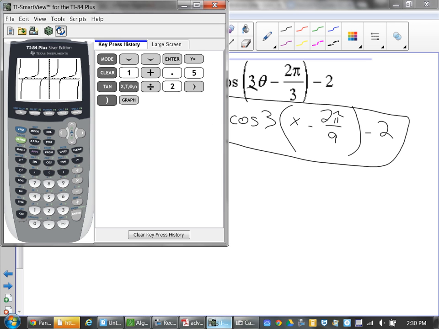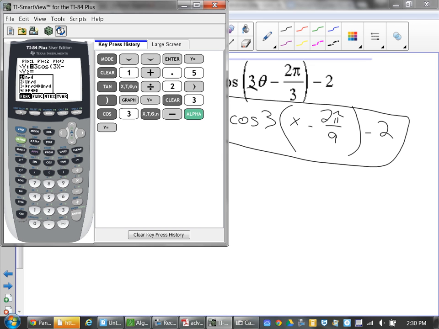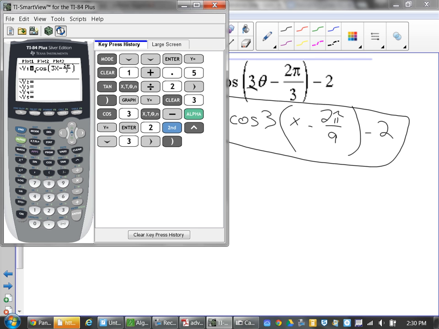So in our calculator, if I type in Y equals, it was 3 cosine. Then I'll put 3x minus the fraction 2 pi over 3. Close my parenthesis, subtract 2. And I graph it. Mine is a straight line. Mine says invalid. Once you do it on the cosine button, it automatically opens the parentheses. So I have to make sure I have it inside.